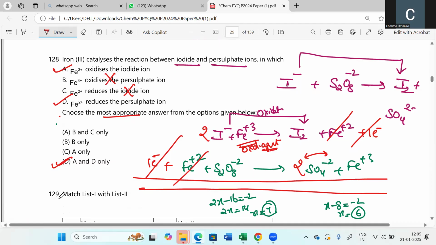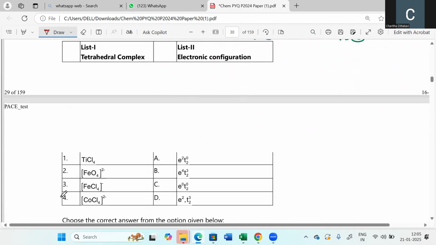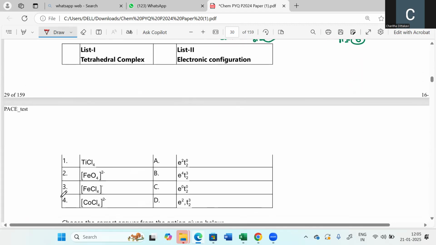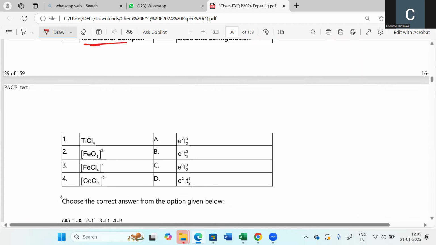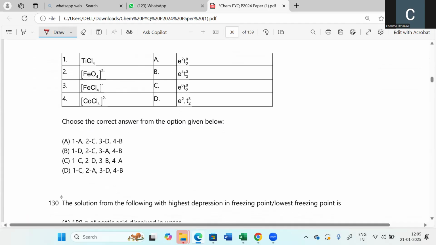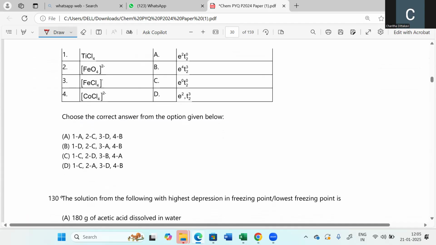All right, moving on. Next. Yeah, this is your tetrahedral complex. It is being given to us. In case it is the tetrahedral complex, what should we go with? So TiCl4, for TiCl4 the Ti will be plus 4 and minus 4, totally 0.